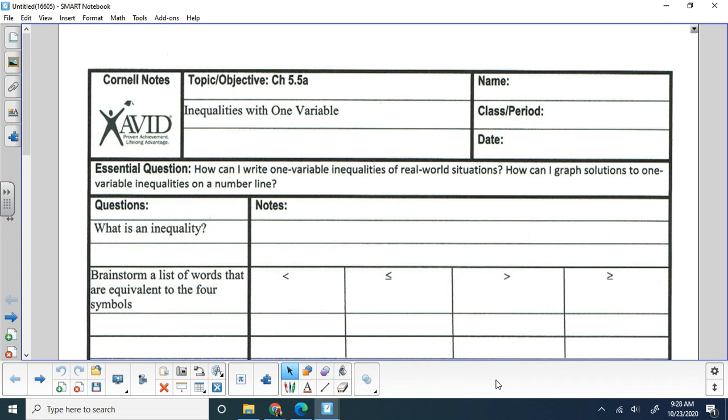Today we'll be talking about inequalities in one variable. One variable just means we're not going to have an x and a y. We'll just have one variable like x or s. We don't have to stick with x and y either.